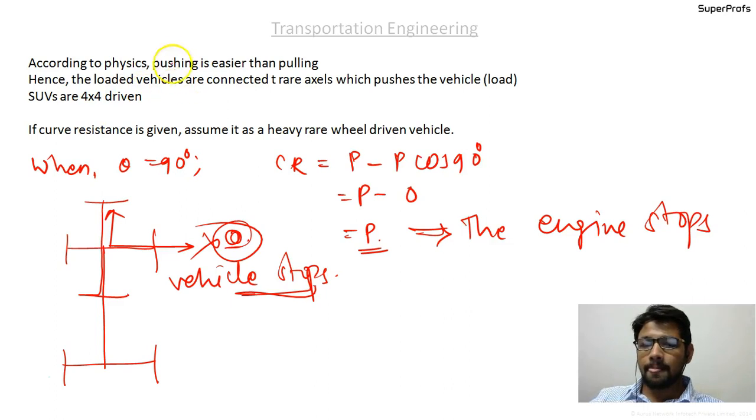According to physics, pushing is easier than pulling. This is the first principle. Okay. So the heavily loaded vehicles are connected to the rear axles, which push the vehicle load. The trucks and all, they are very heavily loaded. So it is easy to push such loads since they are very heavy, and that is the reason the engine is connected to the rear axle.